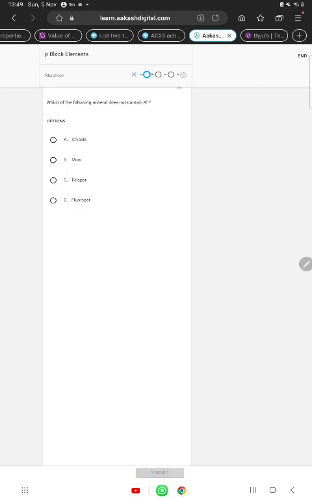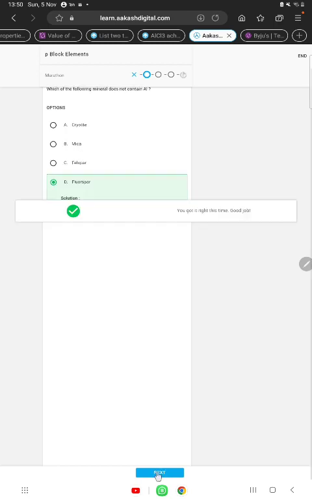Which of the following minerals does not contain Al? Cryolite, mica, feldspar, fluorspar. Mica and feldspar contain Al, and cryolite too. Fluorspar is CaF2.